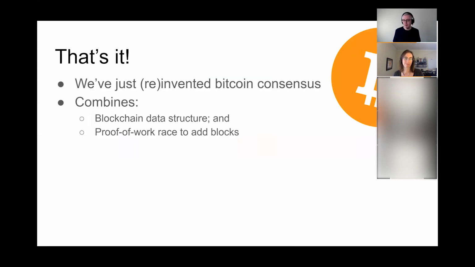Okay, so that's it. That is Bitcoin consensus. We just reinvented it from scratch by going through and knocking down the dominoes, solving the problems with our previous algorithms one by one. And so it combines two things. One is the blockchain data structure, and it combines that with a proof of work race to add blocks, where it's just using proof of work as a randomized timer.